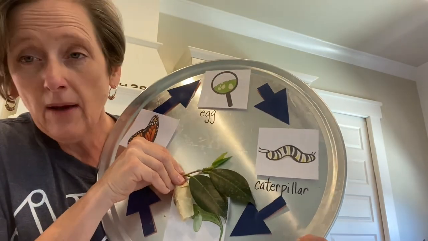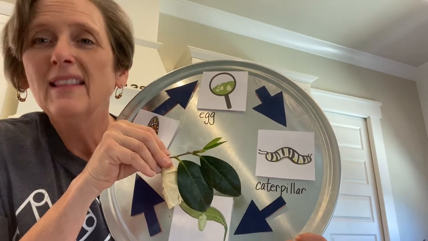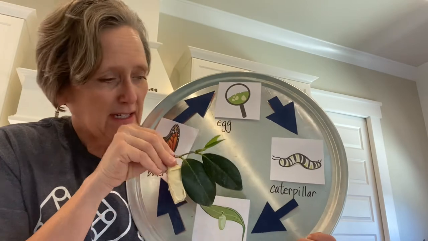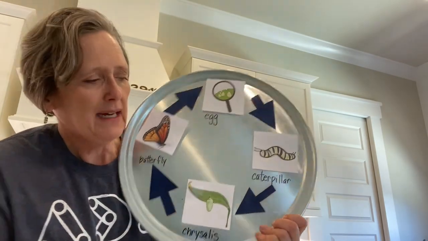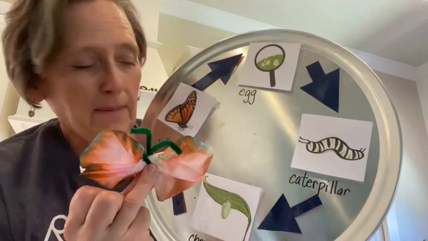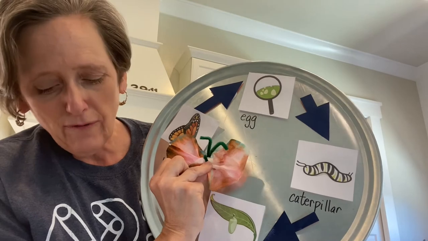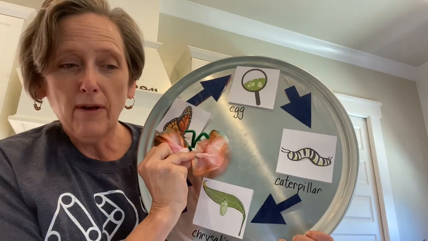And he hung there for how many weeks? Two. And what's going on inside? That's right, changing, metamorphosis. And then two weeks later, this is what emerged from my caterpillar and that chrysalis. What is that? A beautiful butterfly. So we have the life cycle of the butterfly.